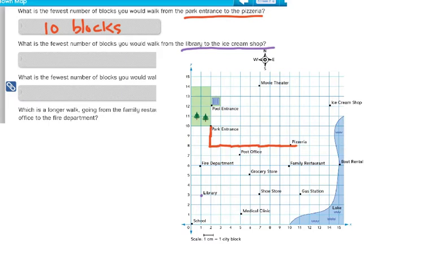So we could go over 1, 2, 3, 4, 5, 6, 7, 8, 9, 10, 11, 12, 13, 14, 15, 16, 17, 18, 19, 20, 21, 22 blocks. So a little further to travel.